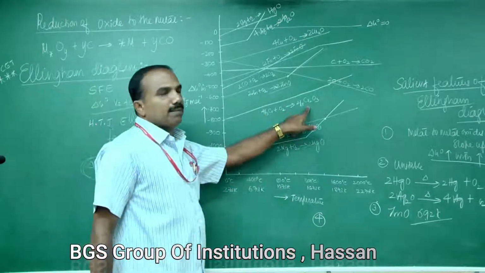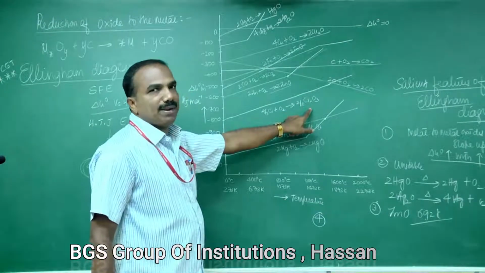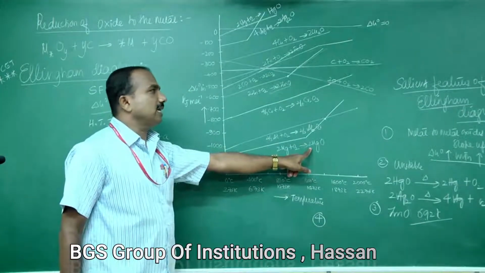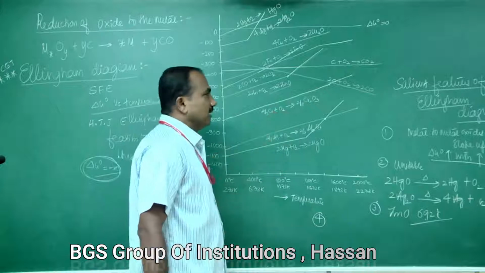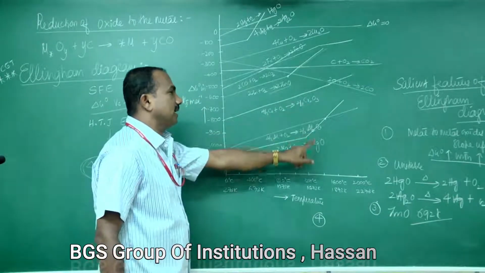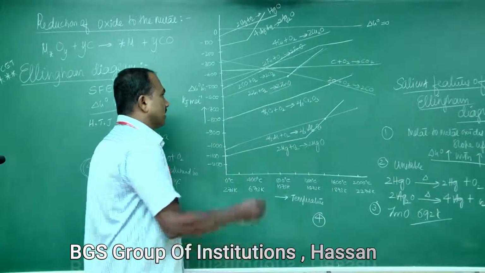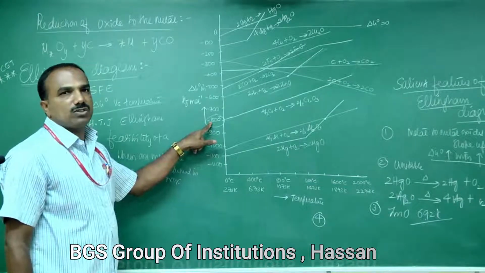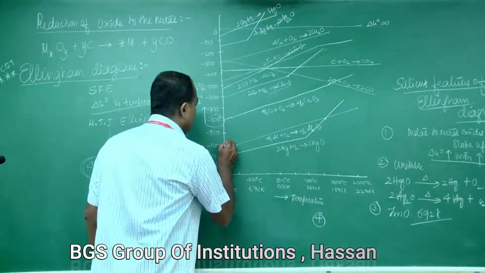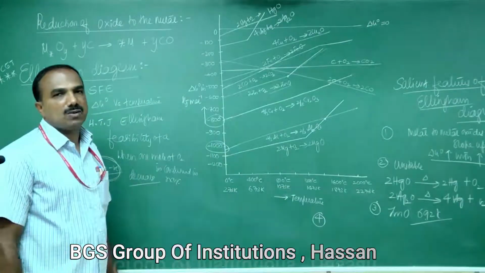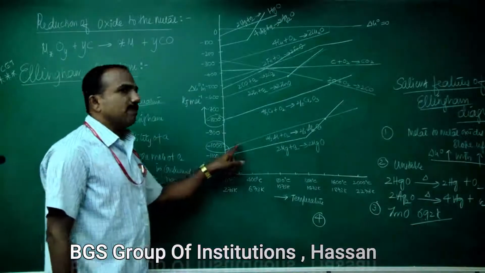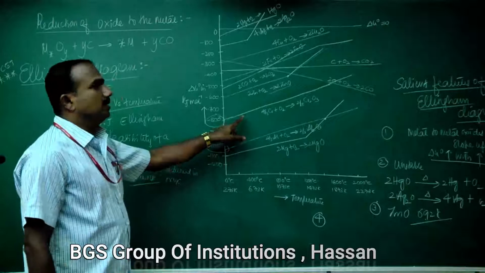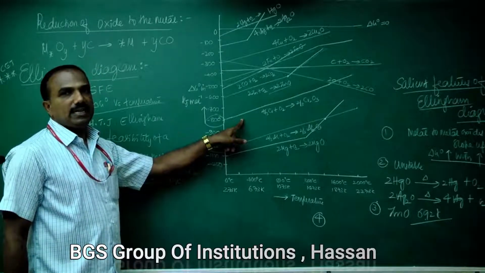Therefore, a metal oxide having higher delta G naught can be reduced by any other metal having a lower delta G naught oxide. For example, if we consider the graph of the formation of chromic oxide and aluminum oxide, chromic oxide has higher delta G naught, that is minus 800 kilojoule per mole, compared to aluminum oxide, which has minus 1000 kilojoule per mole. So aluminum oxide has lower delta G naught and is more stable than chromic oxide, which has higher delta G naught.